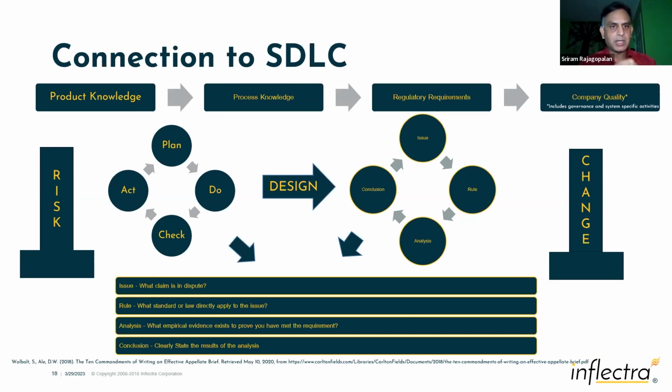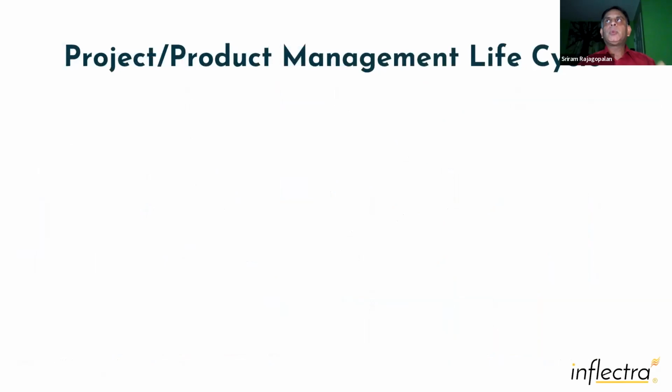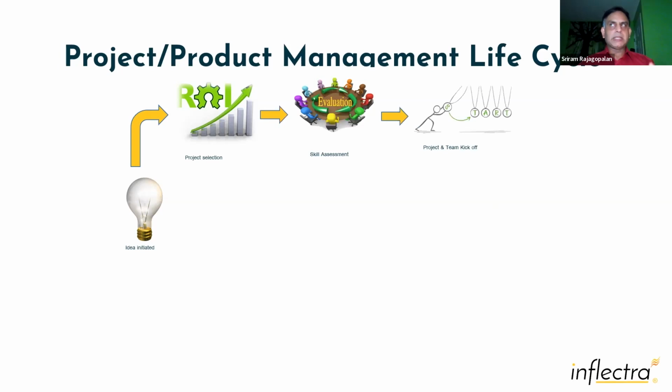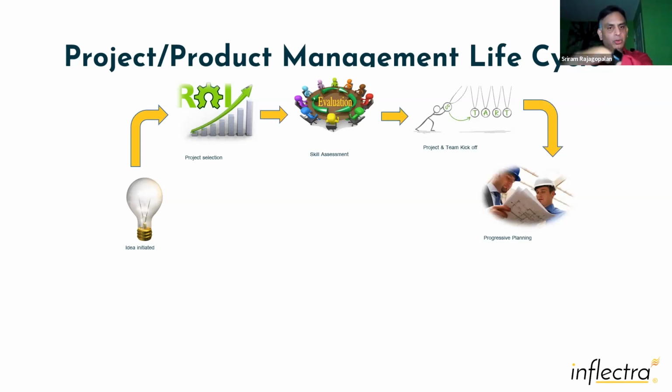These are all some of my interpretations over here. So when you look at the project management lifecycle itself, an idea is getting started, you are moving into the appropriate project selection, and from there you are evaluating the skills and competencies required. You kick off the project, and as a result, you are doing progressive planning, which is where the Plan, Do, Check, Act come up. And from there you are trying to continuously improve yourself.